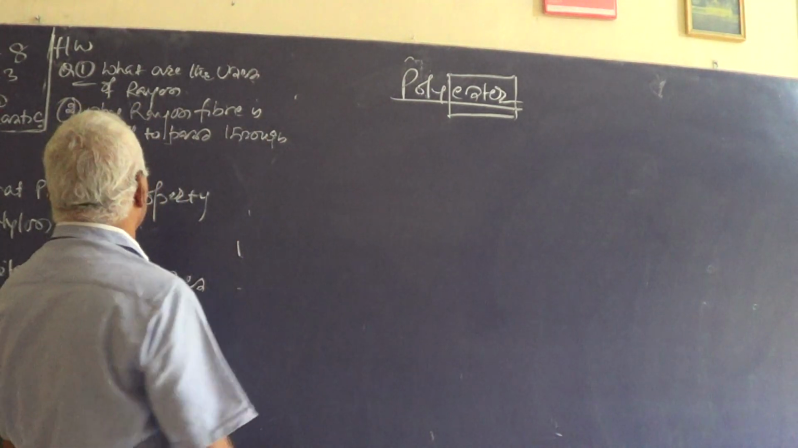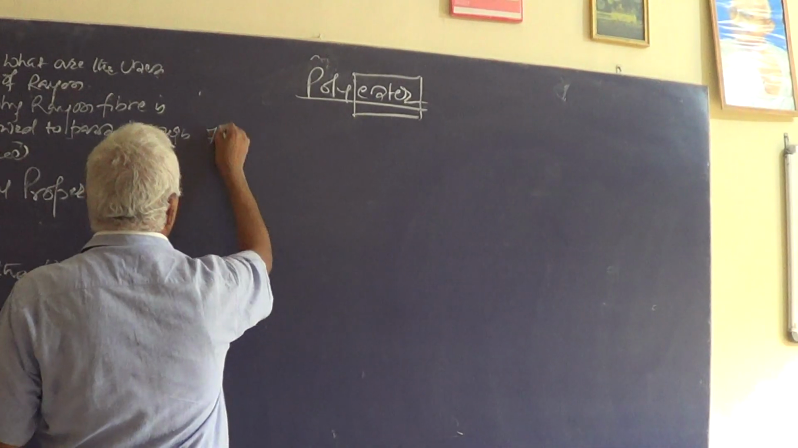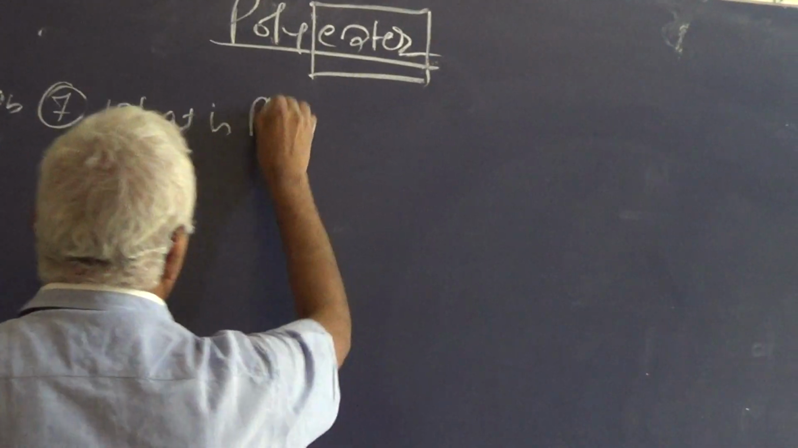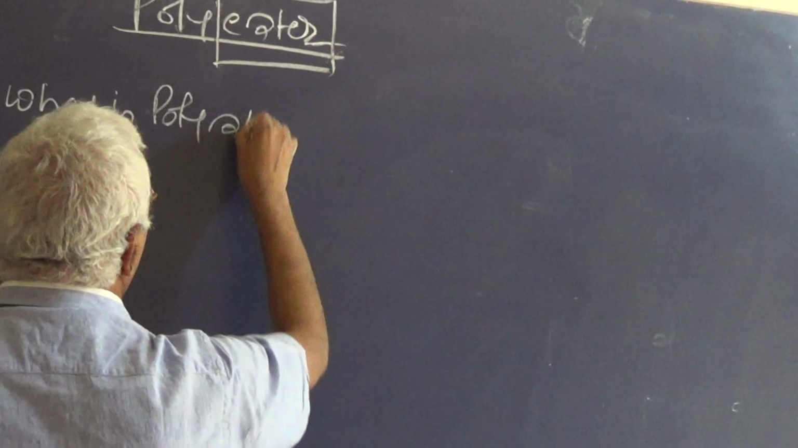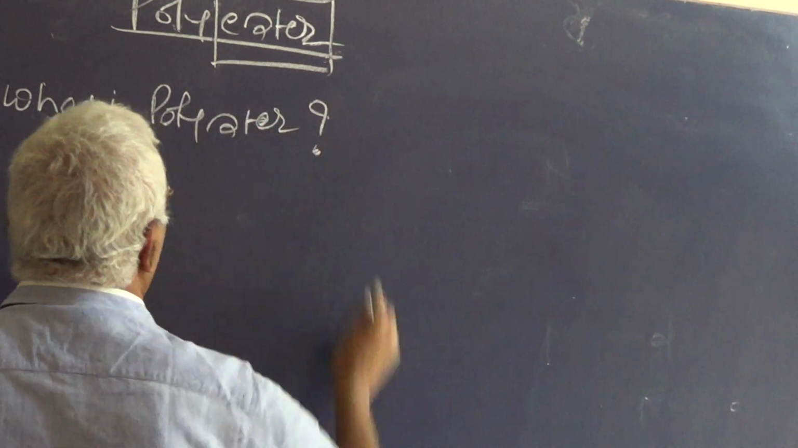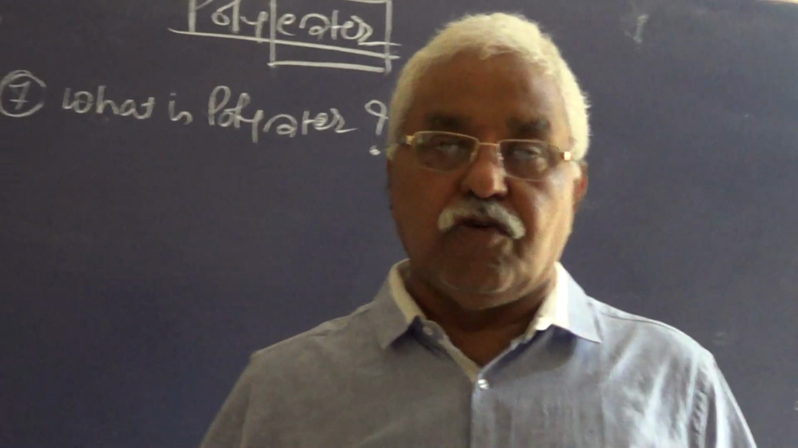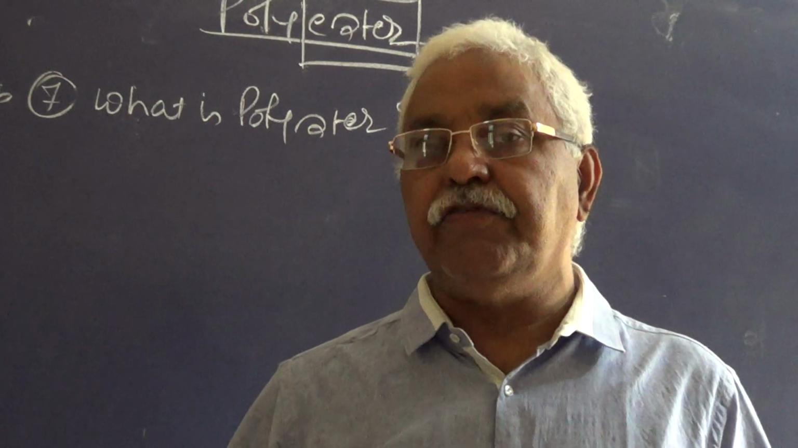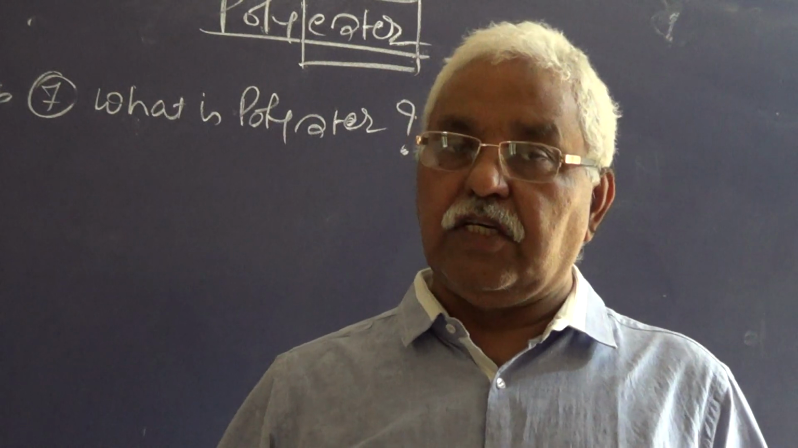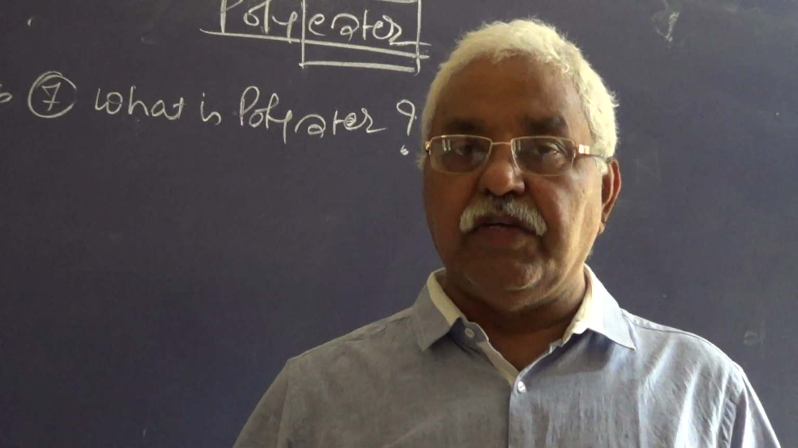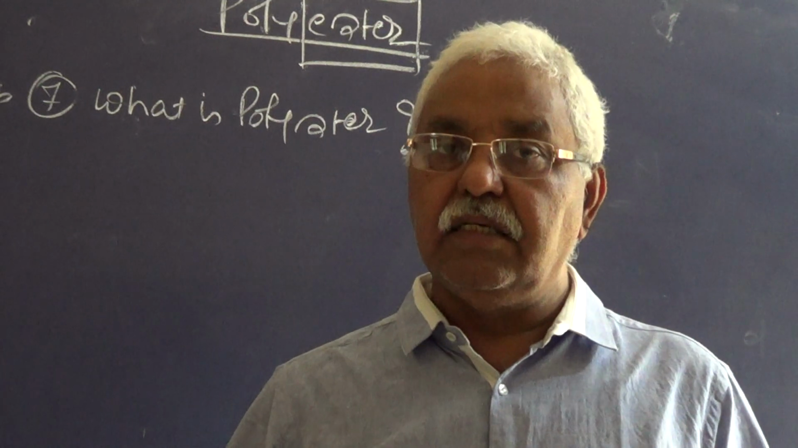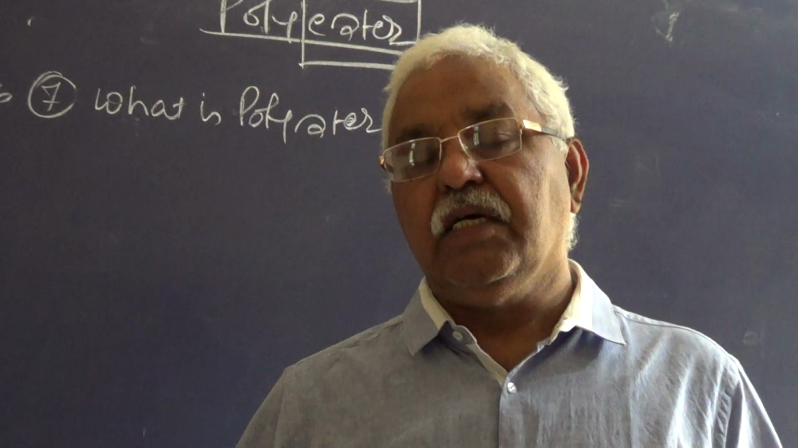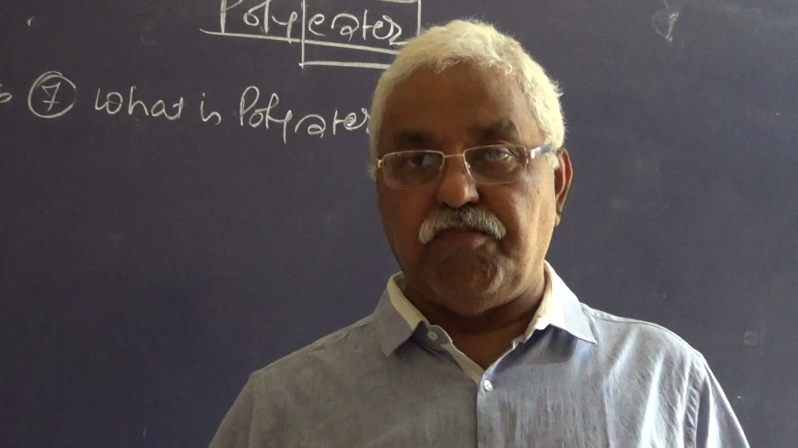So, my next question will be 7th number. What is polyester? What is your answer? Polyester क्या है? You will answer: it is a synthetic polymer. It is formed by the polymerization of a large number of ester groups in which repeating ester groups are linked. The bigger molecule is known as a polyester, which is a polymer, and the smaller groups are known as monomers.